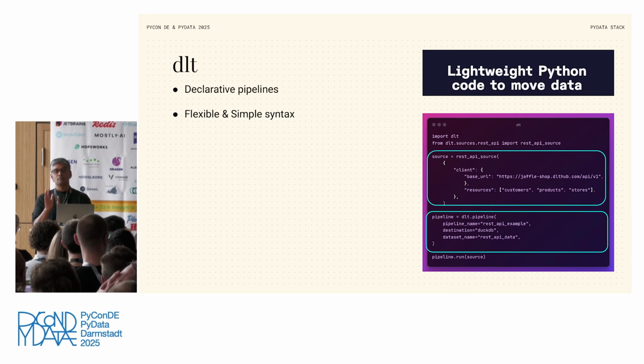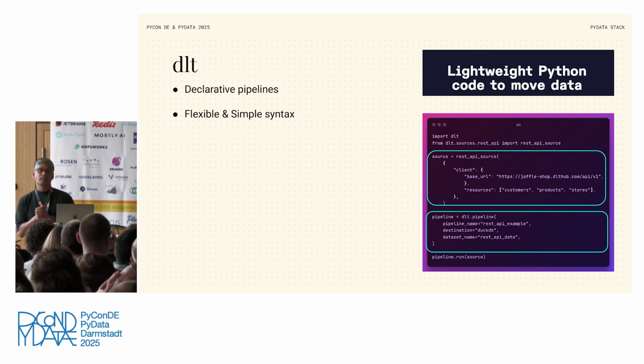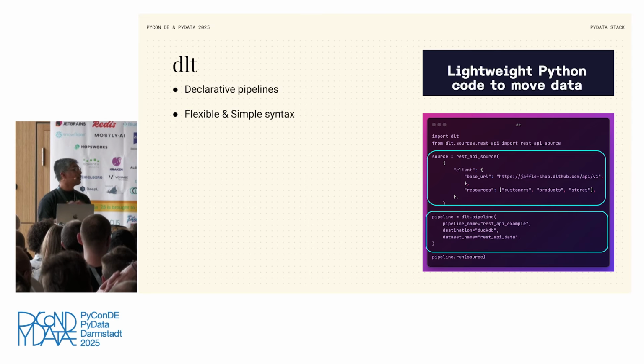So for each of these components, what I've done is I've copied the sort of tagline from the website, and we'll see if actually the real world use case or implementation of the pipeline matches what they're saying the tool can do. So DLT claims it's a lightweight Python code to move data. I like it because it uses a declarative paradigm, and it's also very flexible and simple syntax. So the screen grab shows what's on their website, that you can get data from a REST API just through a few lines of code.